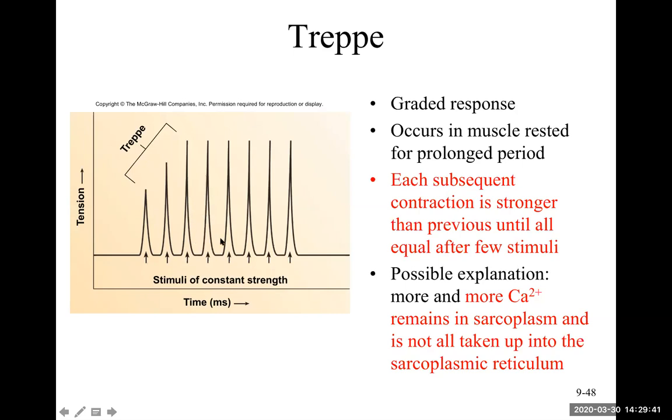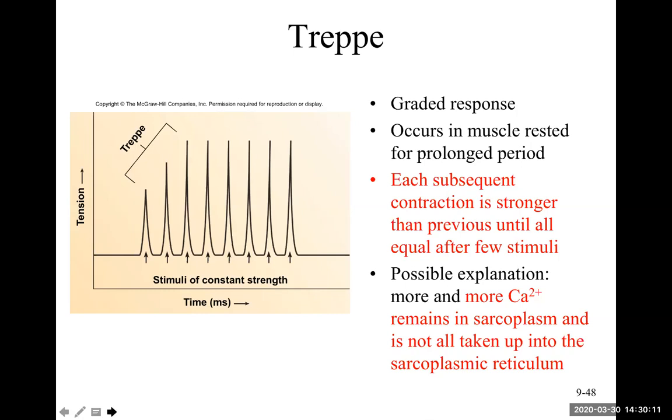So if I want to lift something really heavy, I need two things to happen. One, I need to activate more muscles, so I recruit more motor units. In other words, more motor neurons fire, which causes more muscles to activate. More muscles, more mechanical strength. The second thing is I also need more action potentials occurring in that motor unit as well.